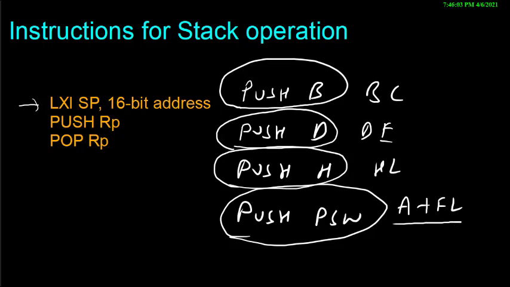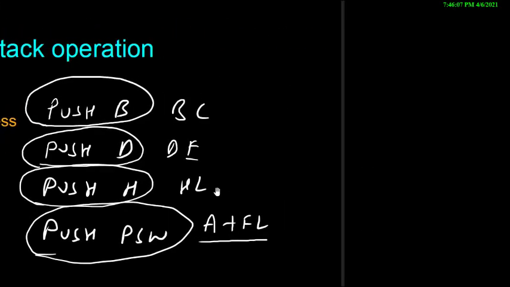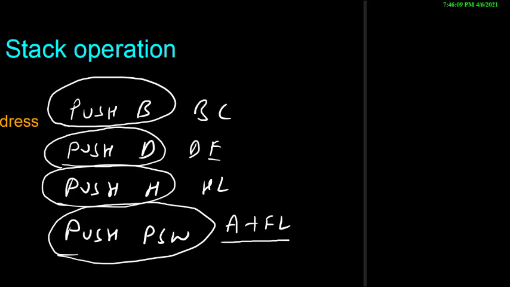Then apart from push, we also have pop. It is natural that as there are 3 push instructions, we also have 3 pop instructions. So we have pop B, then pop D, pop H, and pop PSW.